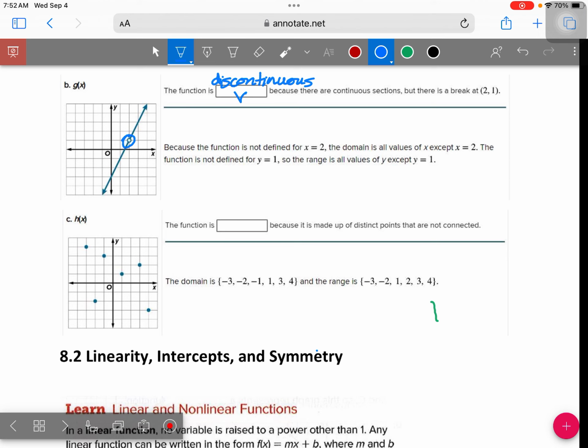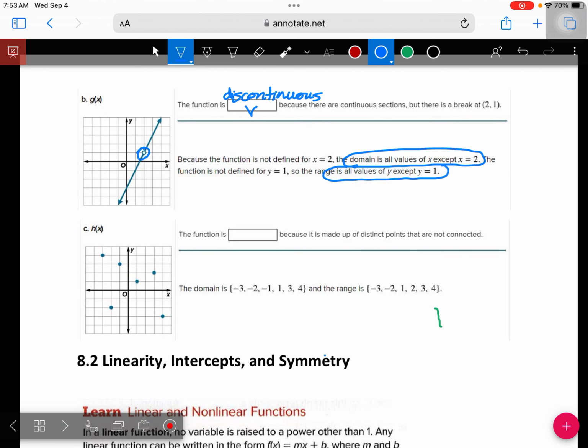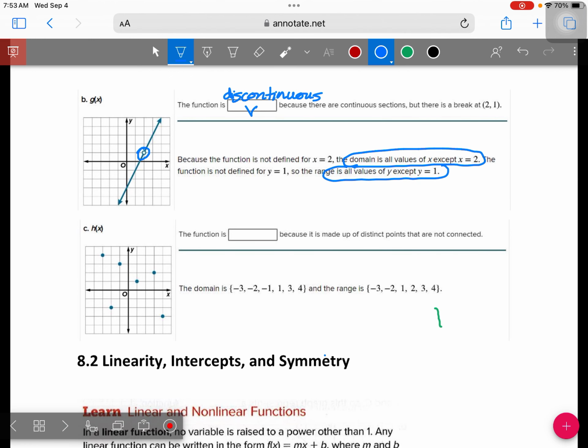Discontinuous. Because the function is not defined at that point where x is equal to 2, the domain is all values of x except where x is equal to 2, because it is open at that particular point. The function is not defined for when y is equal to 1, so the range is all values of y except where y is equal to 1. And we will not have to name ranges and domains like that very often.